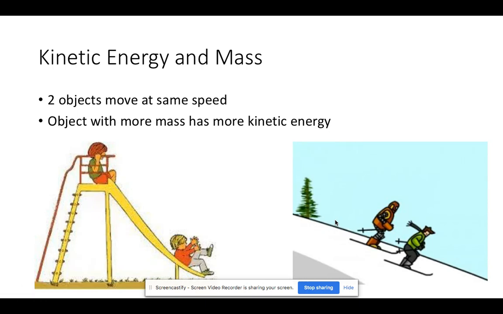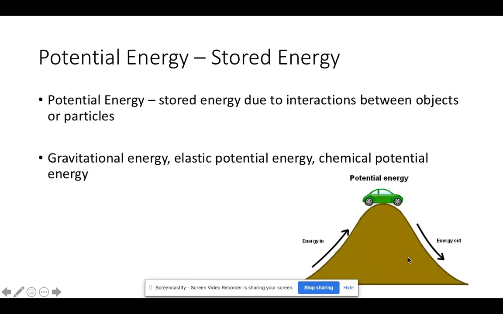Kinetic energy also depends on mass. Two objects move at the same speed. The object with more mass has more energy. So if you look at these two skiers, obviously the one that's in the front has the most mass and the most energy. The next type of energy is potential energy.